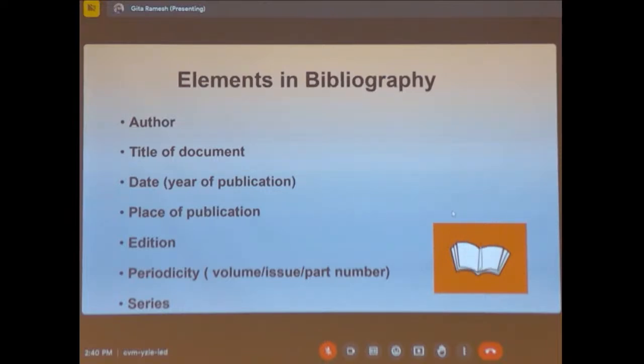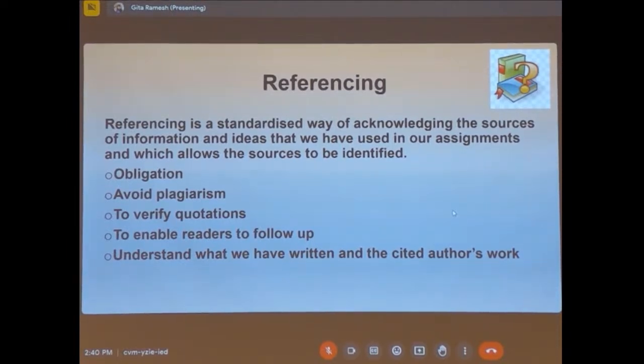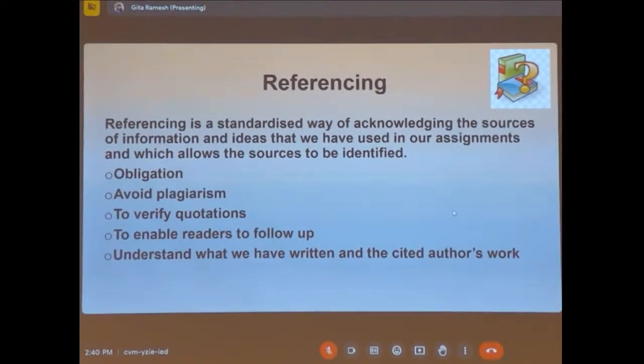Keeping all these elements of bibliography in mind, what you do is referencing. What is referencing? It is a standardized way of acknowledging the sources of information and ideas that we have used in our assignments and which allows the sources to be identified. That means you have taken an obligation for referring all those sources of information.